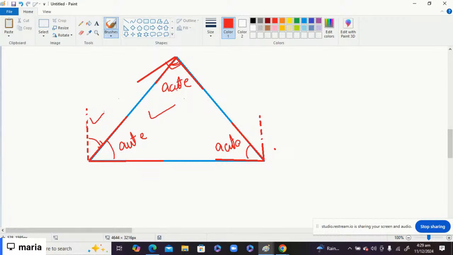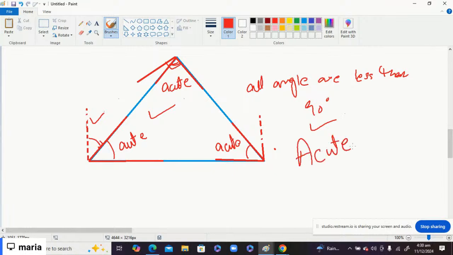Okay, now let's check the next. This is for the acute triangle. Okay, now let's talk about the obtuse triangle. So when all the angles are less than 90-degree, this triangle is called the acute triangle.